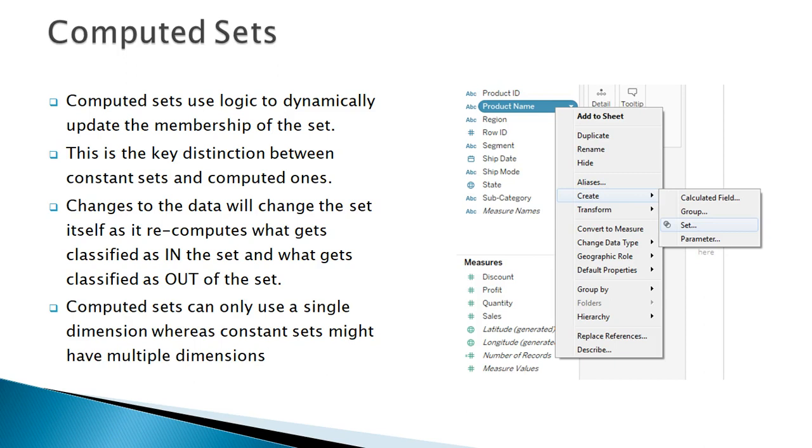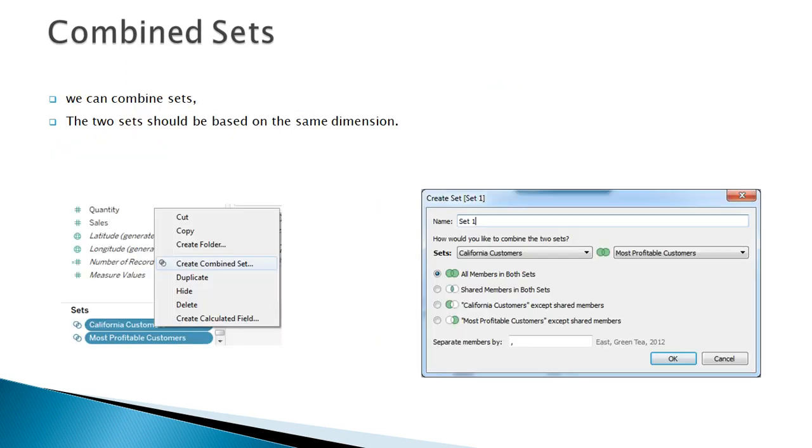Computed sets can only use a single dimension, whereas constant sets might have multiple dimensions. And the third type of set, combined sets, can be created based on two already created sets which have been related. Let's go to a live demo to see how to create sets in Tableau.